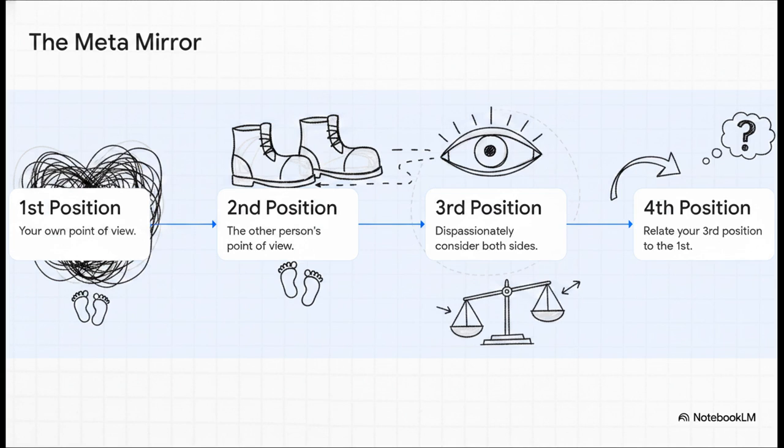First, stand in the first position. Get intimately close with your own feelings about the conflict. Then, actually step over into the second position, putting yourself firmly in their shoes. Next, step out to the third position to observe the relationship dispassionately. And finally, step into a fourth external space to analyze how that observer feels about the person in the first position.